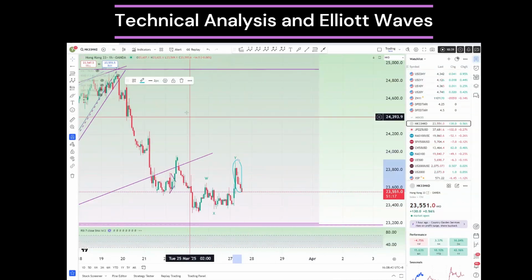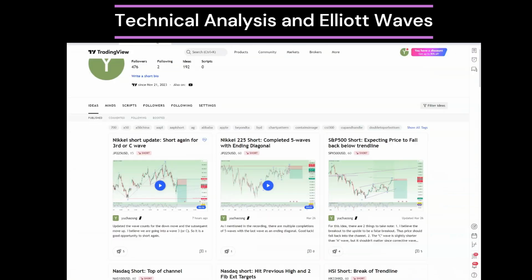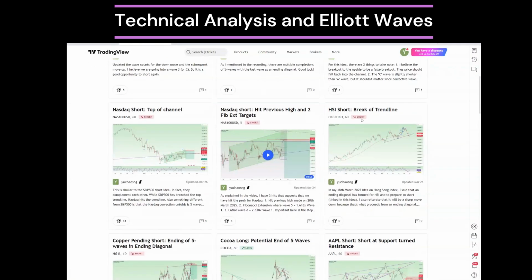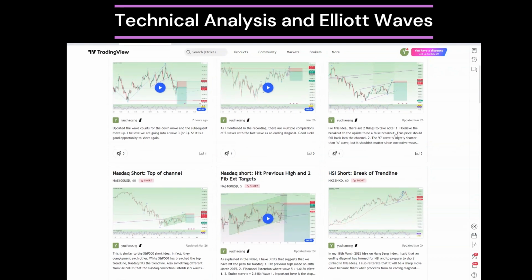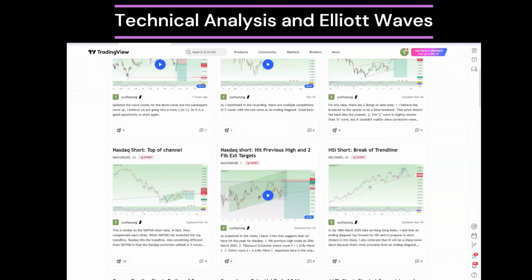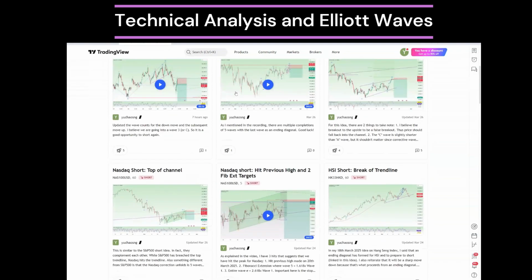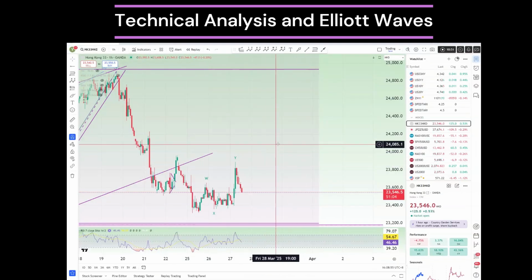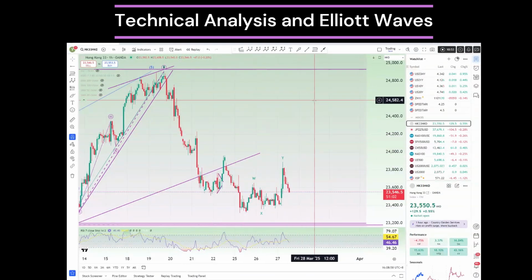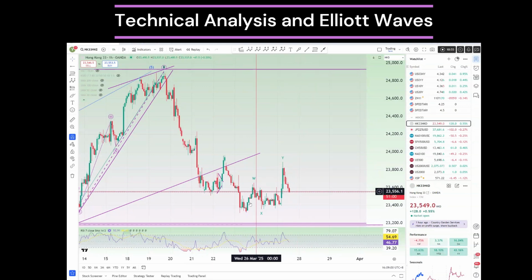And then you have Hang Seng. Hang Seng index short, right? I have put it here. That is a short, right? So a wave update here would be this recent move is a WXY.